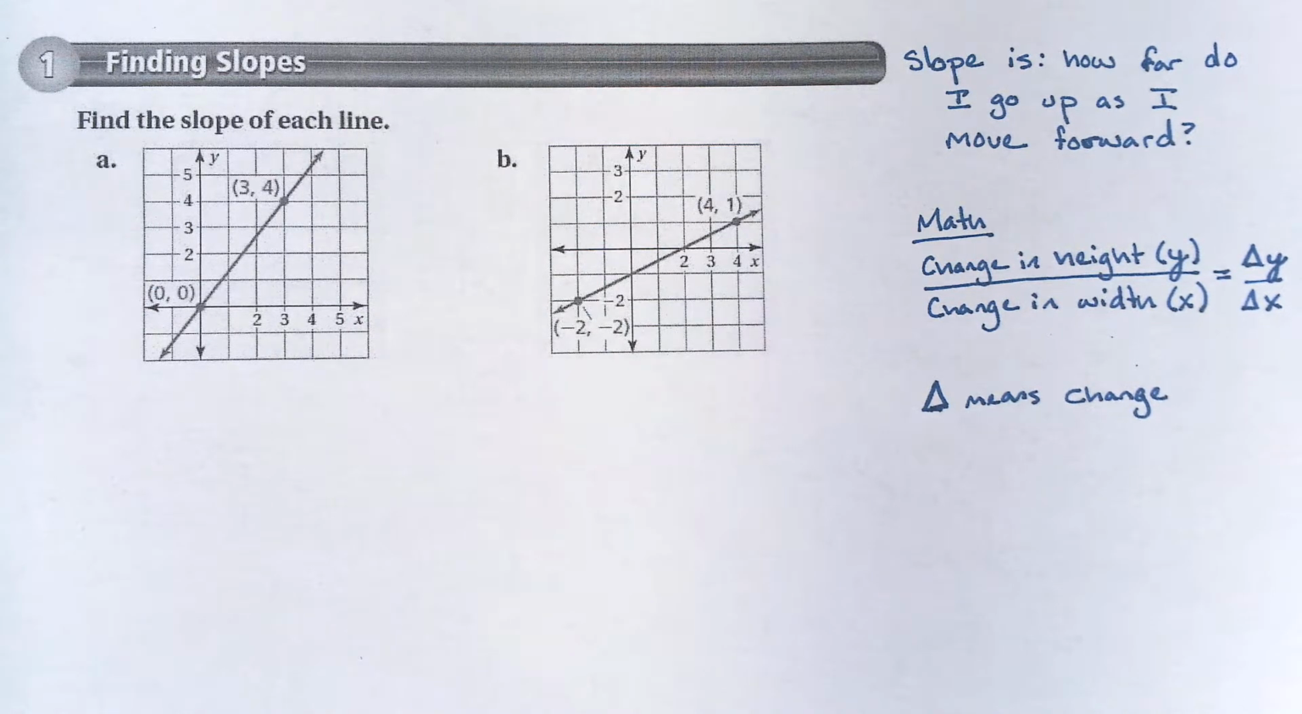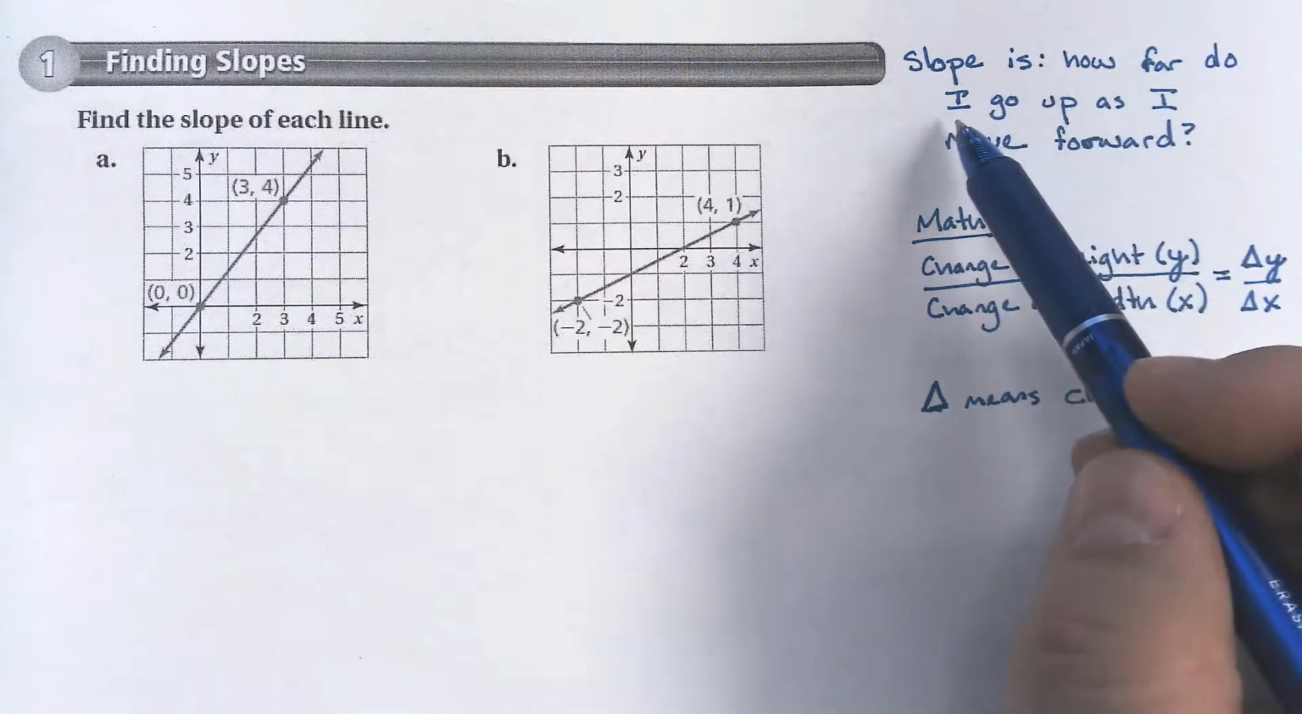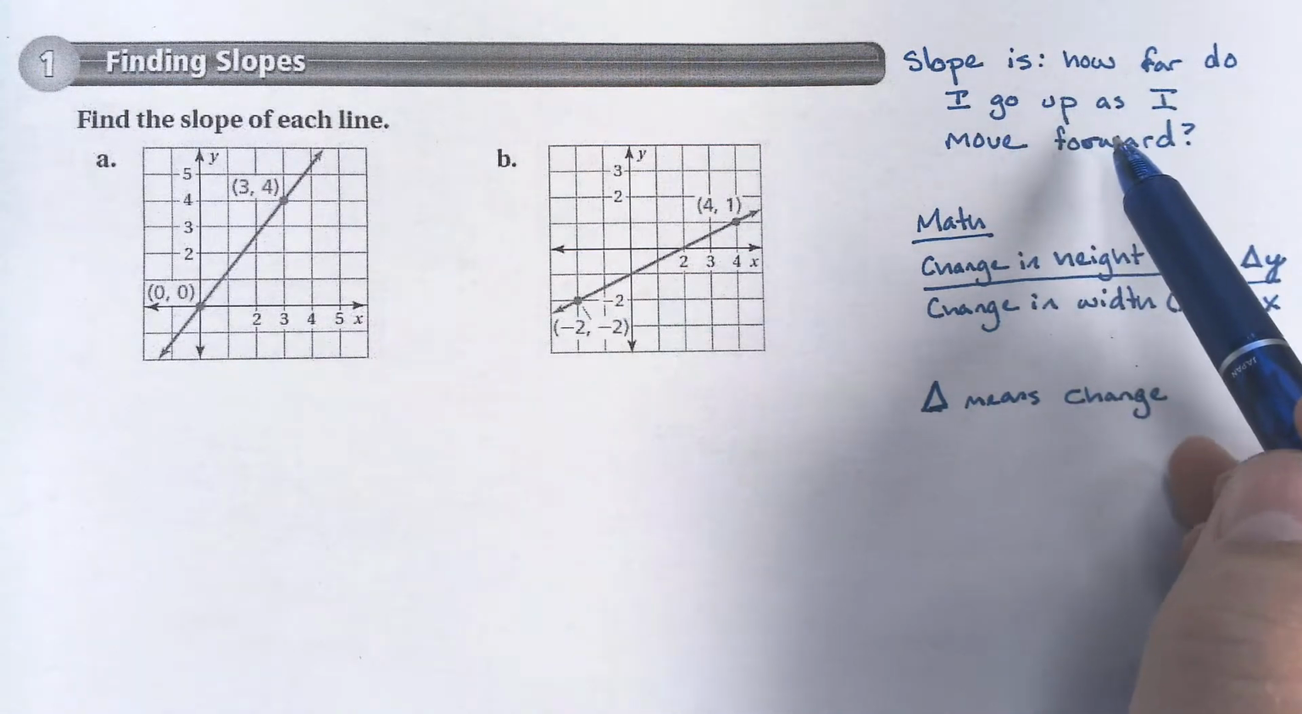If you're walking up a staircase or down a staircase, your slope is determined by different things. And that's what we're talking about today. There's a fourth option, but we're not going to bring that up quite yet. What we're really looking for is over here, I've defined it. Slope is how far do I go up as I move forward.